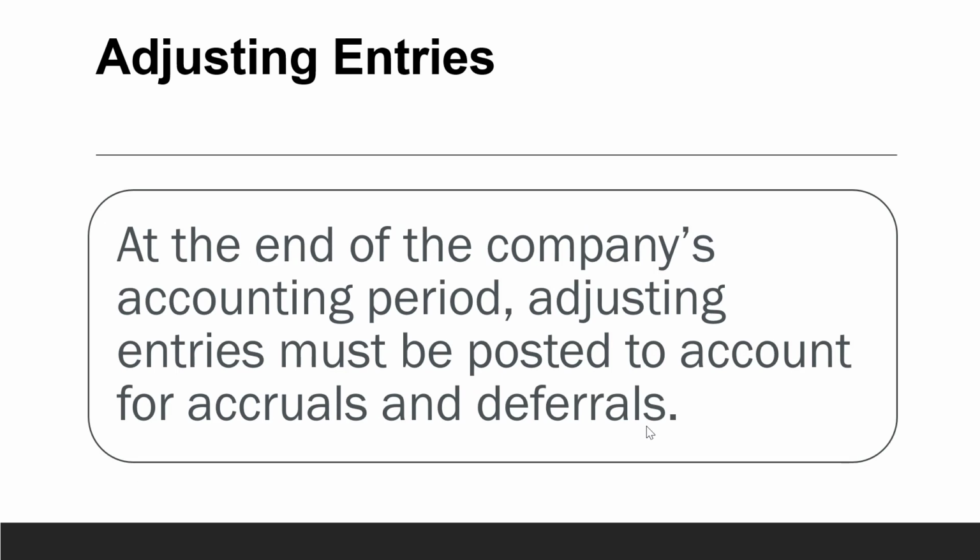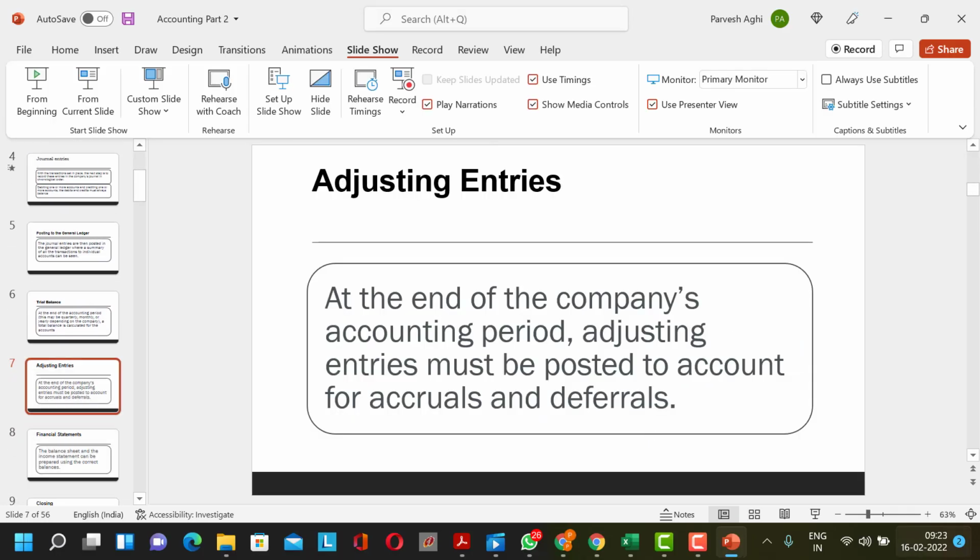So, can you tell me what are adjustment entries? Anyone? ये क्या होती हैं? Adjusting entries in the books. Can you Google and find out?